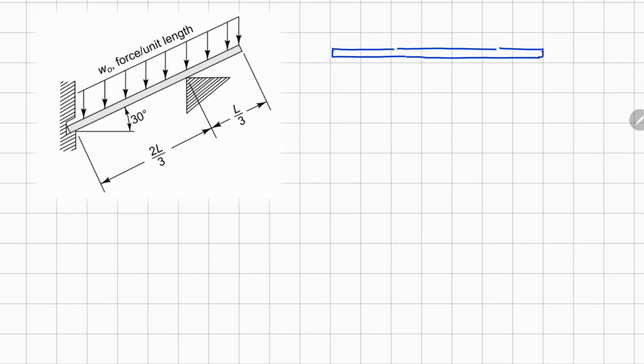For that purpose, I can take this force and divide it into two components. The component that we transverse through this beam, which is this one right here, will be W0 cos 30. So when I draw this force vertically downwards on this beam, I can use W0 cos 30 and let's name this as W1 equals W0 cos 30.